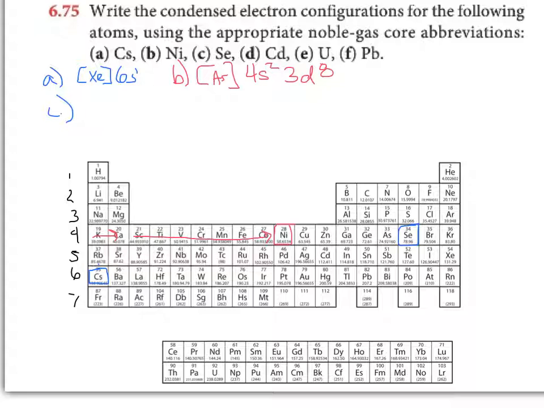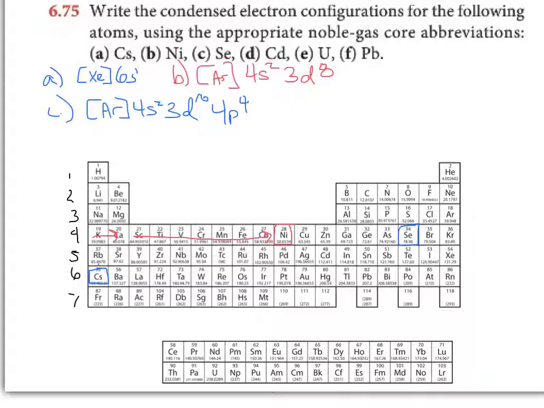Okay, so this one is going to be pretty similar to nickel. What's the maximum I can put in the 3d? 10. And then where do I go after 3d? Goes back up to 4p. And how many over do I need to go to get to selenium? 4. So any questions about how to do those? Yeah, I'll do that one. The other ones are pretty straightforward.